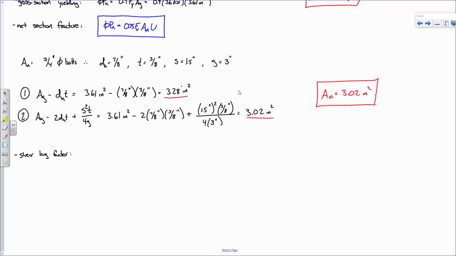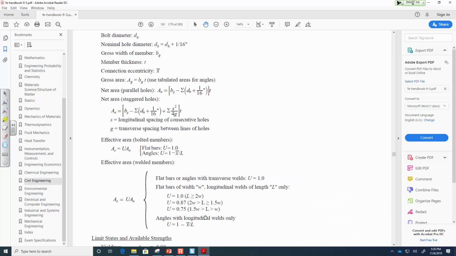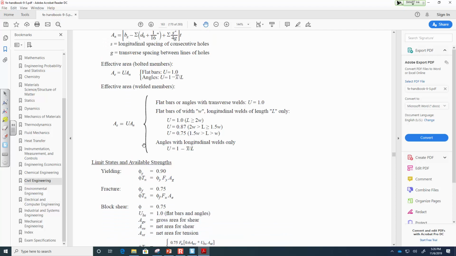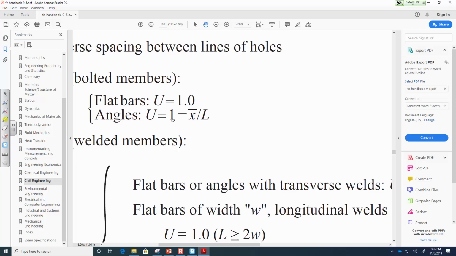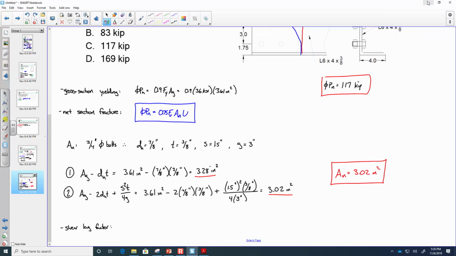Now, shear lag factor. Let me make sure I'm clear on what the manual says. Okay. So, the manual only lists that formula for angles. So 1 minus x bar over L. So U is 1 minus x bar over L. Remember, I like to write it like this because it adds some specificity to what the values mean. Remember, this is the connection eccentricity, this is the connection length.